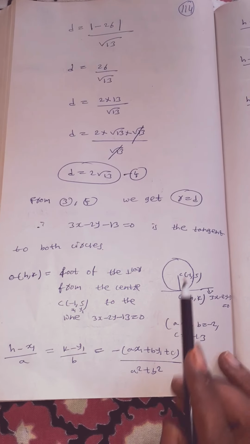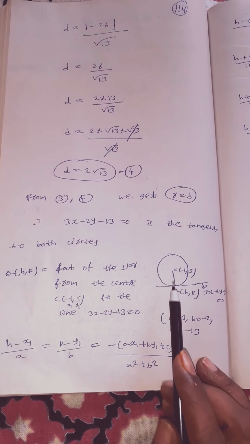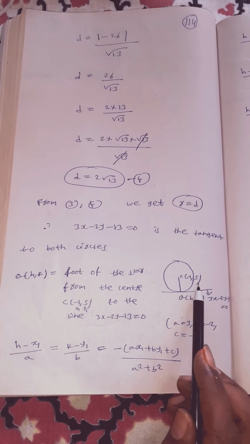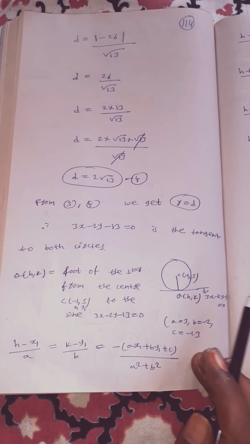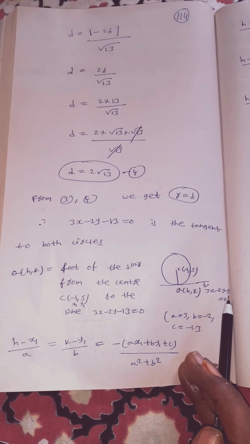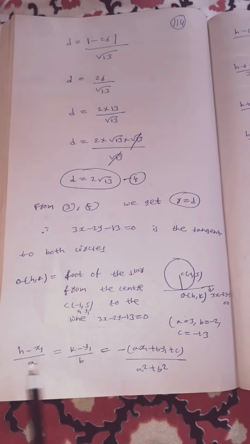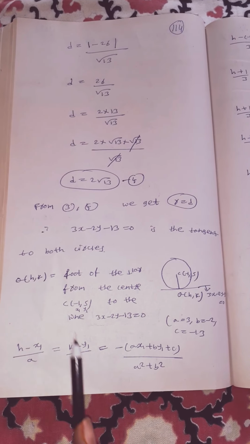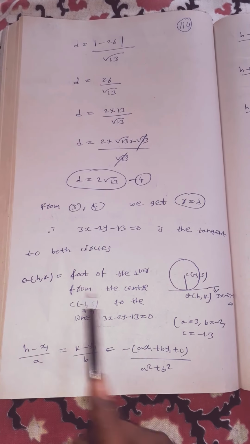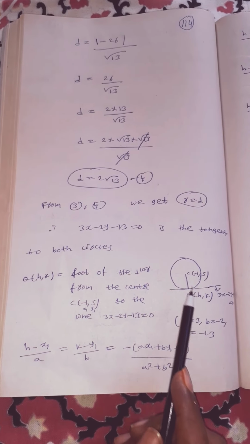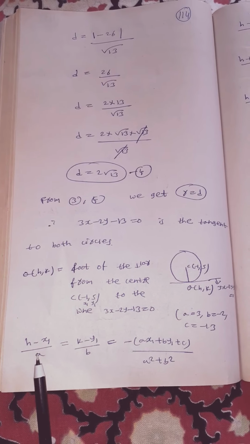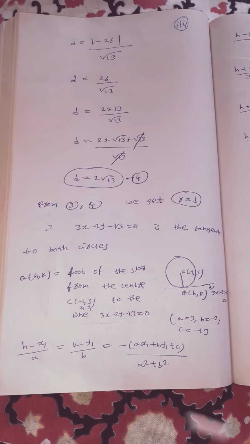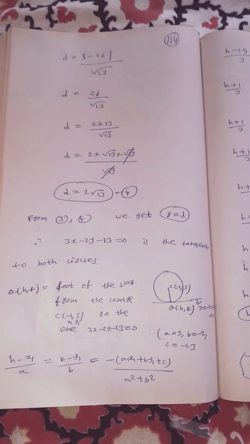So draw the circle, children. And here, what center did we get? Minus 1 comma 5, and assume the point Q as h comma k. So this is the line we got, children, 3x minus 2y minus 13 equal to 0. To find the point of contact, what did we do yesterday, children? The foot of perpendicular from the center to the line. So the foot of perpendicular formula is this one: h minus x1 by a equal to k minus y1 by b equal to minus of this value.